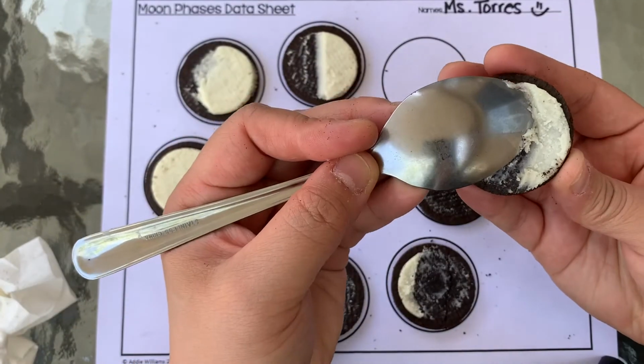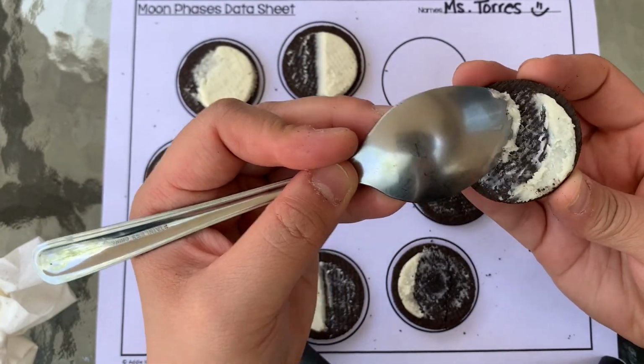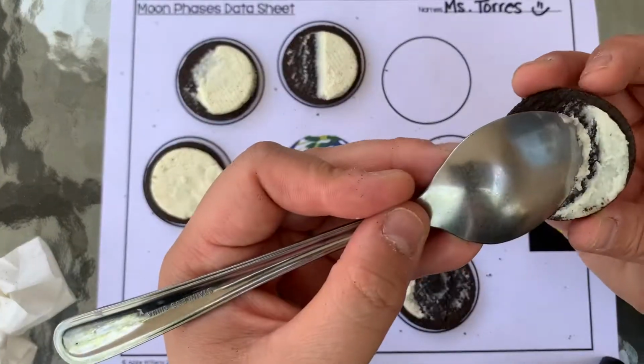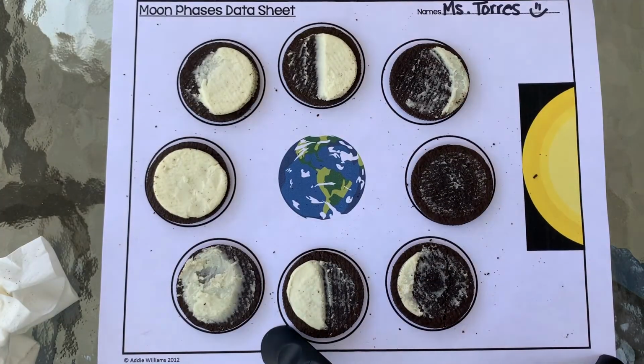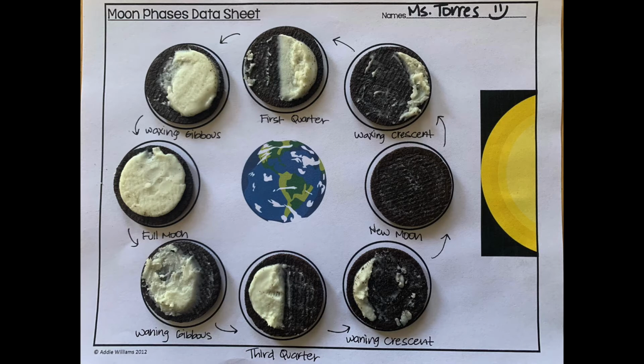And there we have it. We have our moon phases shown through our Oreo cookies. It was a fun way to take a look at the different phases individually. And here's a picture of it labeled. And of course, as soon as I was finished, I had to eat some because why not?